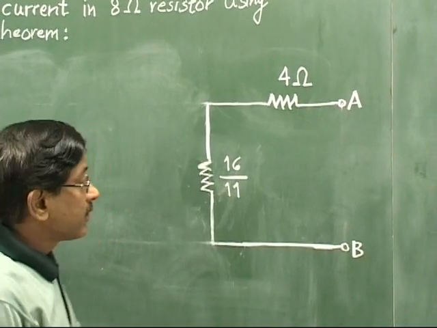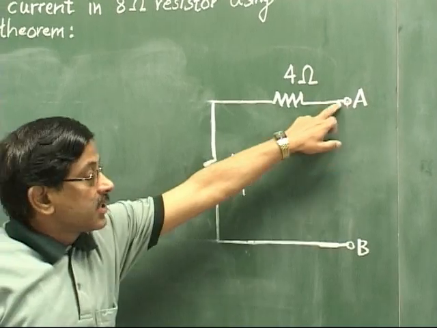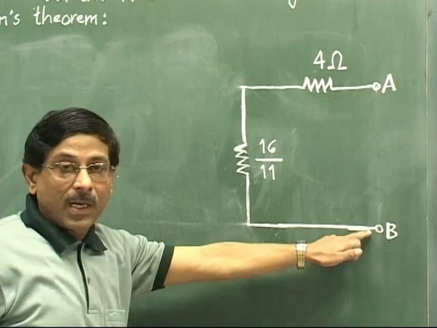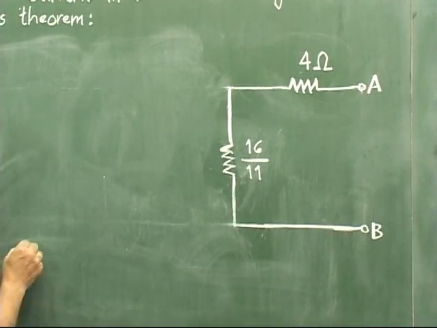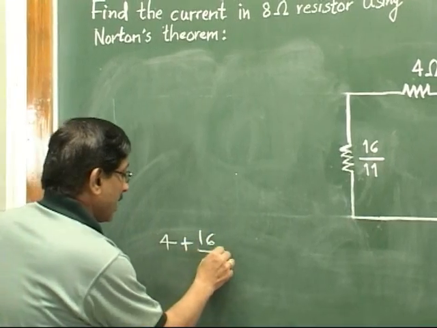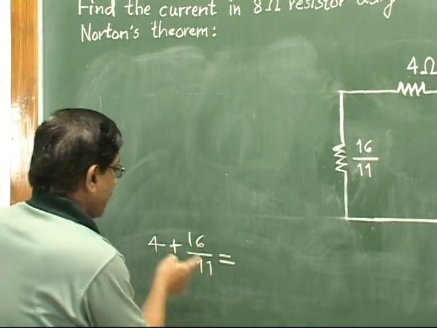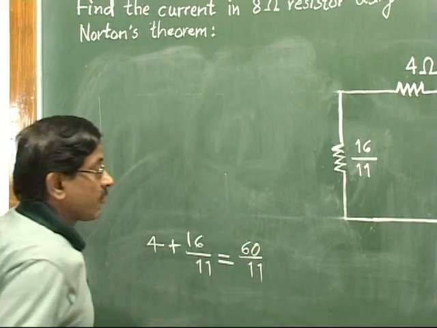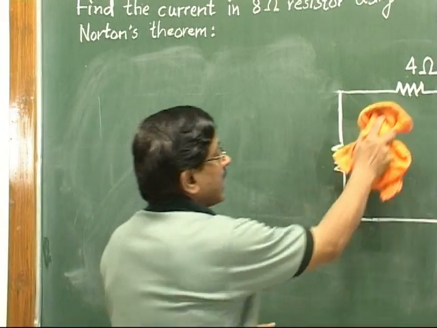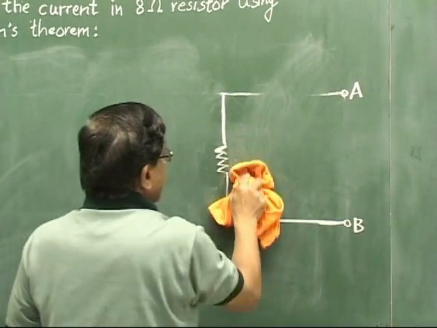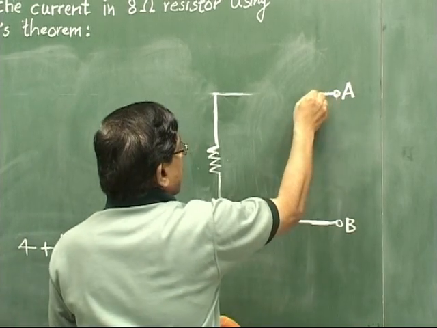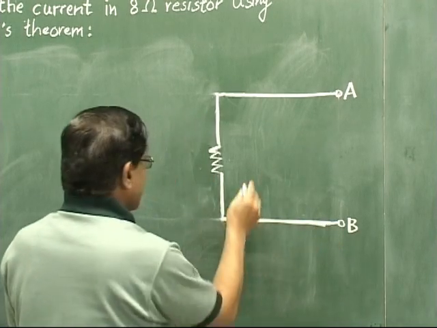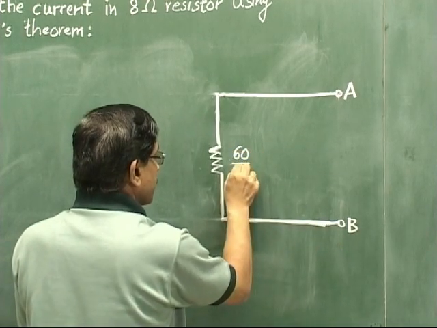And one more job now. See here, across these 2 points, this 4 ohm is just coming in series with this 16 by 11. So simple addition, 4 plus 16 by 11 will be 60 by 11. So finally, your circuit will be like this. Instead of these 2, it will be just one single resistor. And the value of that single resistor is 60 by 11 ohm.